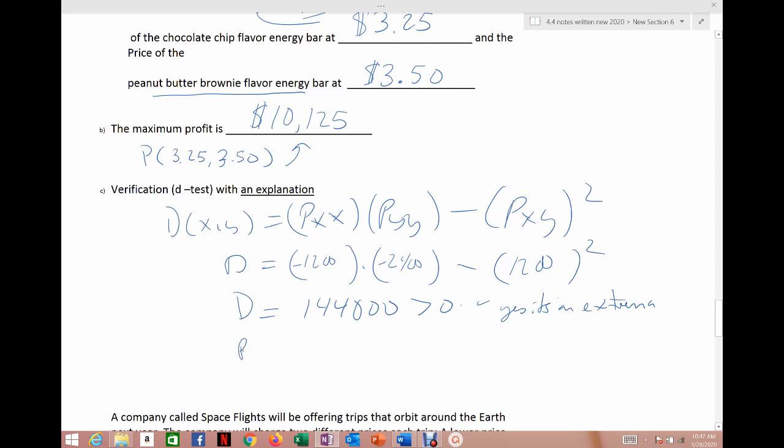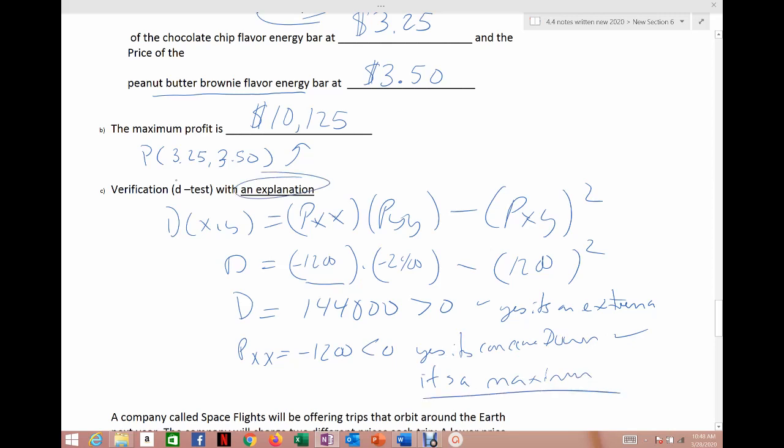Then we check our second derivative with respect to x, which was negative 1200, which is less than 0. Yes, it's concave down, which checks that it's a maximum. That's the explanation part. The D-test is telling me it's an extrema. This is telling me it's concave down, which means the only shape possible is a maximum.